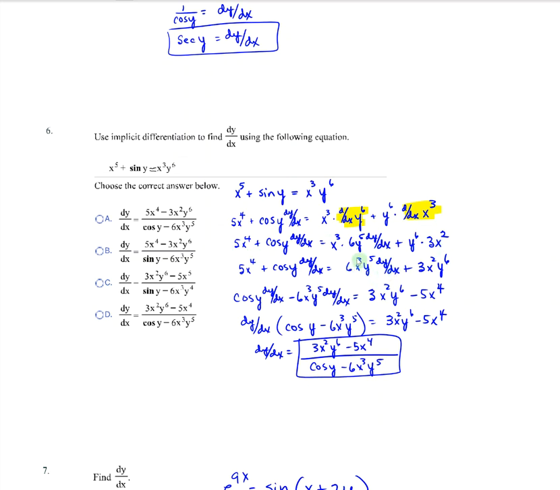Now we combine these and we have 6x cubed y to the fifth dy/dx plus 3x squared y to the sixth. So I subtracted this to the left, this subtracted this to the right. So now I've got all my terms on the right side that I want them on. I factor out dy/dx, left with this, divide by this, and there's your answer.